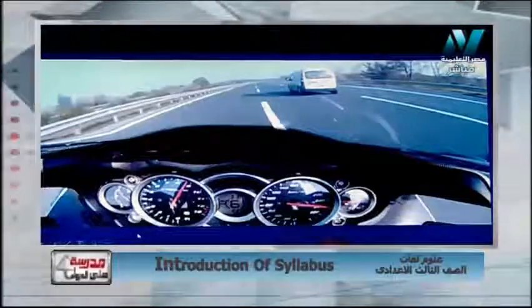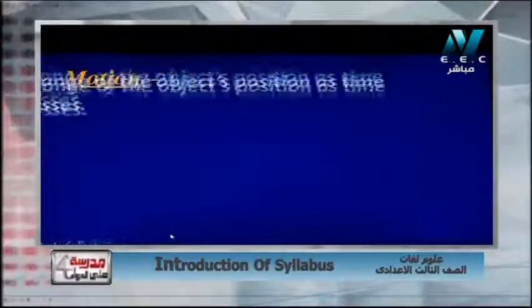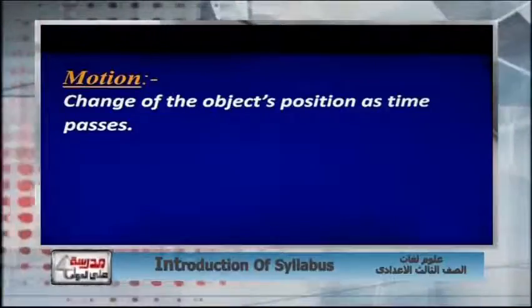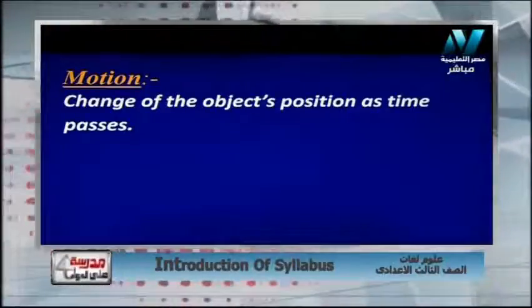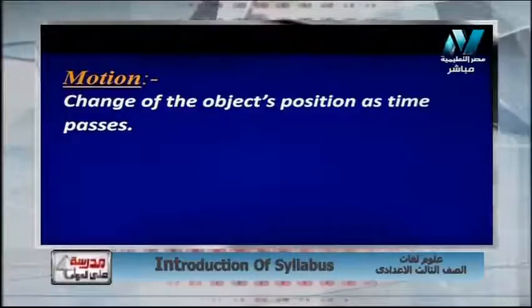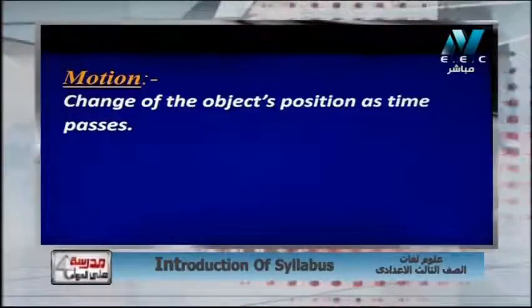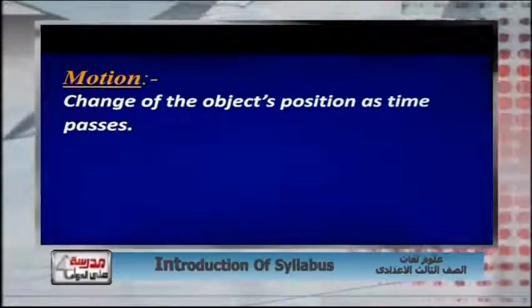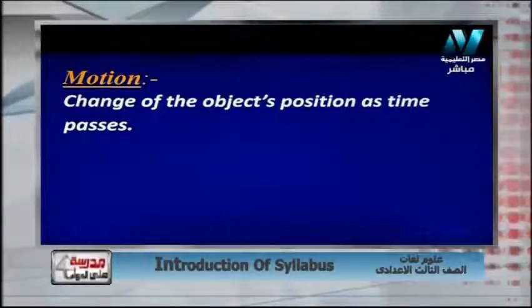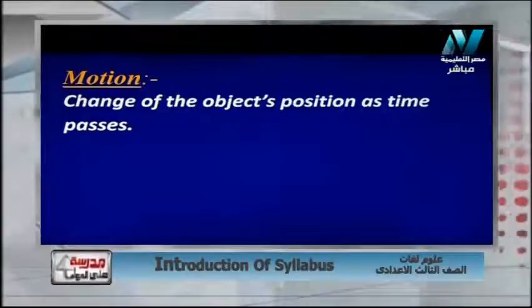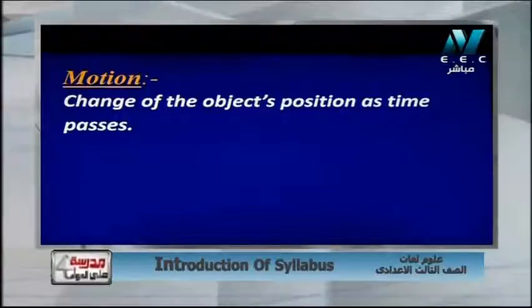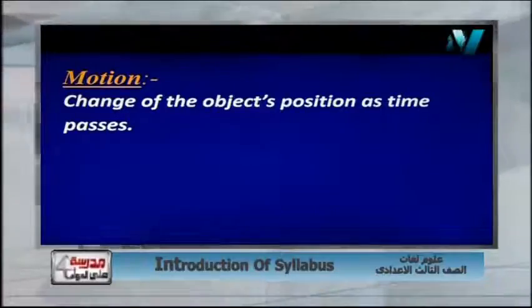Okay. Now we have motion. As we said a while ago, motion is the change of the object's position as time passes. Someone might ask why as time passes? Because as we know, time doesn't stop, so that is why I say as time passes, meaning motion is a change in the object's position as time passes.